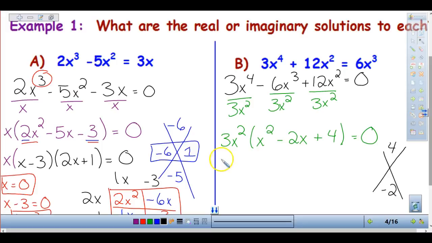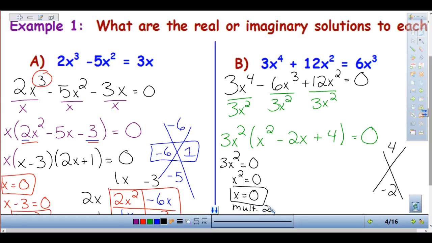Okay, so we can set this first part equal to 0. And if you do that, x squared then equals 0. I divided by 3. X has to equal 0. Has a multiplicity of 2. That will come into play later.